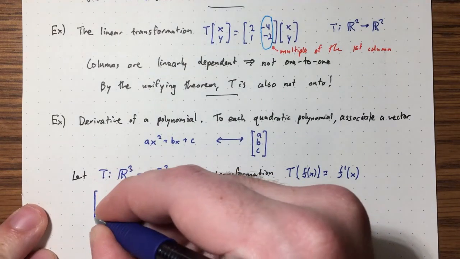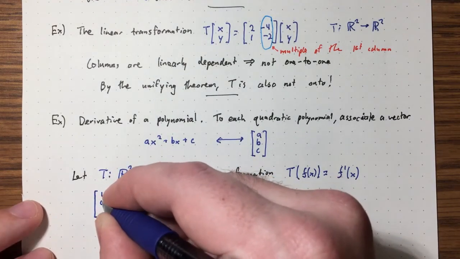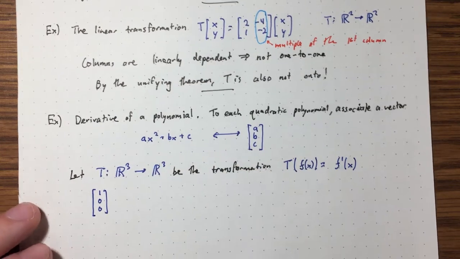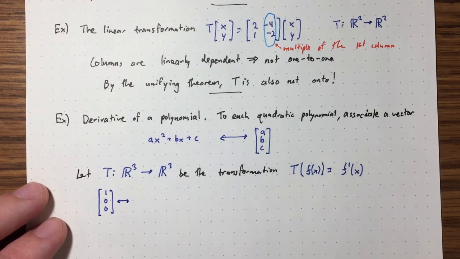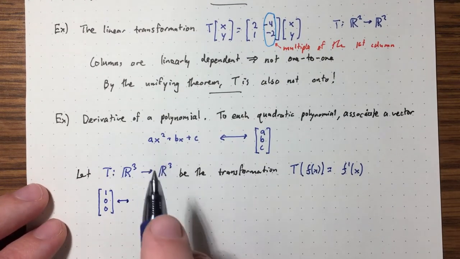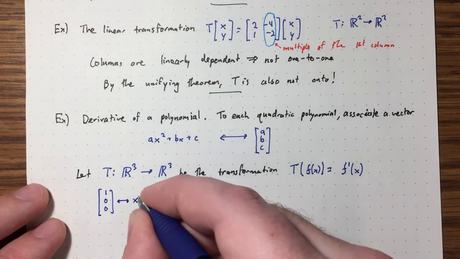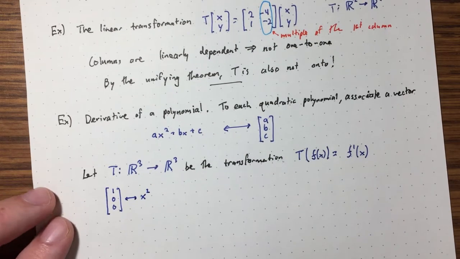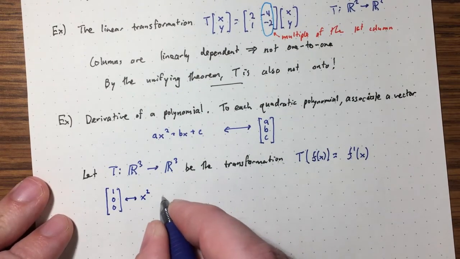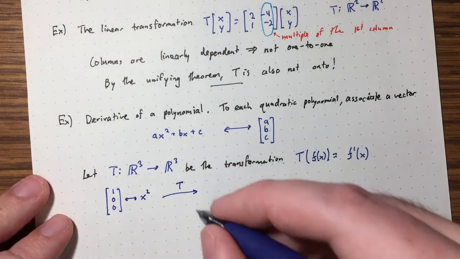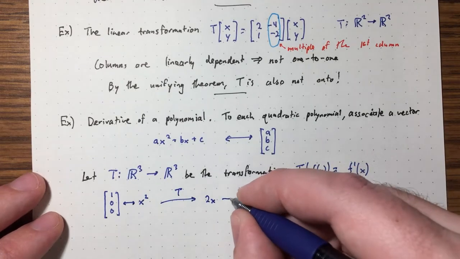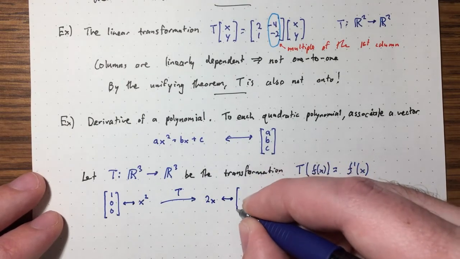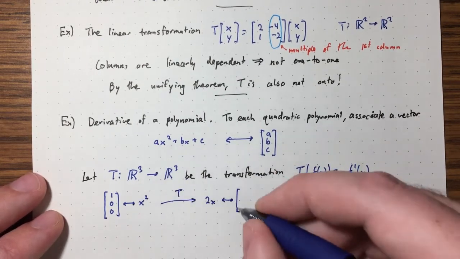The standard basis. So, what does T do to this vector? First of all, what is the polynomial associated with this vector? Well, it's 1x squared plus 0x plus 0, right? So it's x squared. What is T going to do to that? So here's T. That's going to turn it into a 2x, right? And what vector is associated with 2x? That's 0, 2, 0.